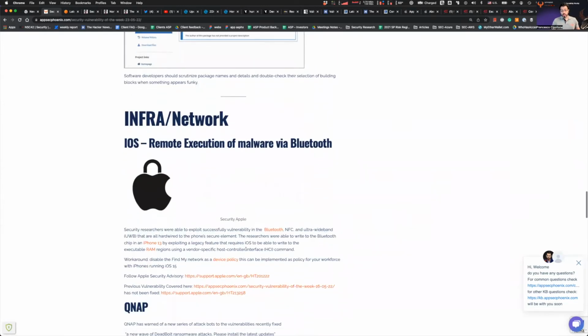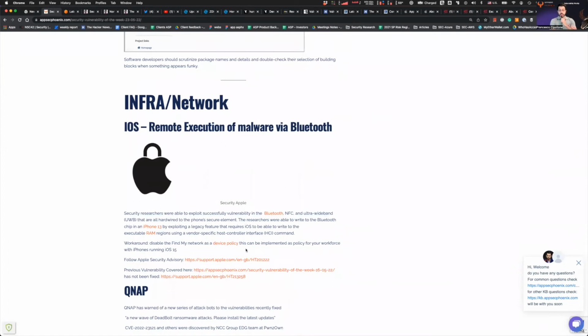From an infrastructure network security perspective, we've seen an interesting attack on Microsoft on iOS.